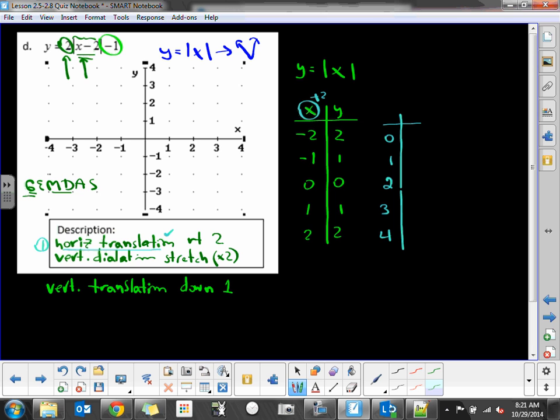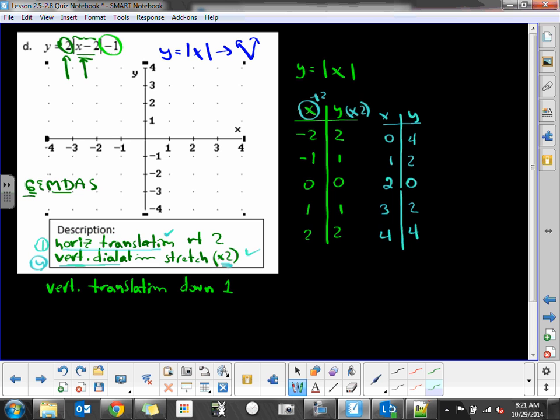The next thing is a vertical dilation, and vertical is another way of saying your y, so it's only going to impact your y values. So now I'm going to look at the y values, and we're going to stretch them by a factor of 2, which means you're going to multiply every one of these times 2. So 2 times 2 is 4, 2 times 1 is 2, 2 times 0 is 0, 2 times 1 is 2, and 2 times 2 is 4. So now I just took care of this vertical stretch.